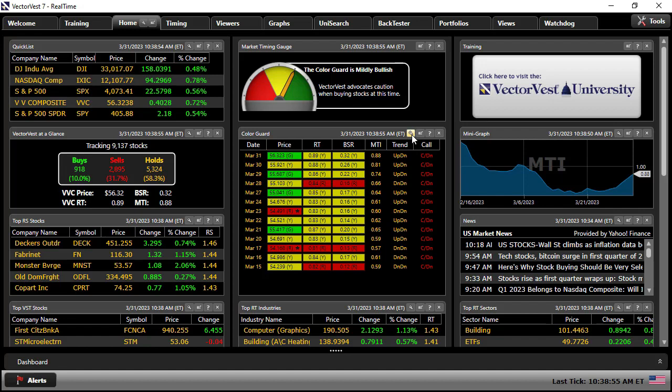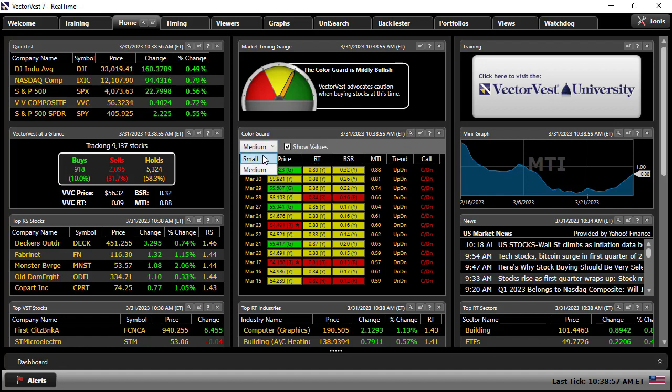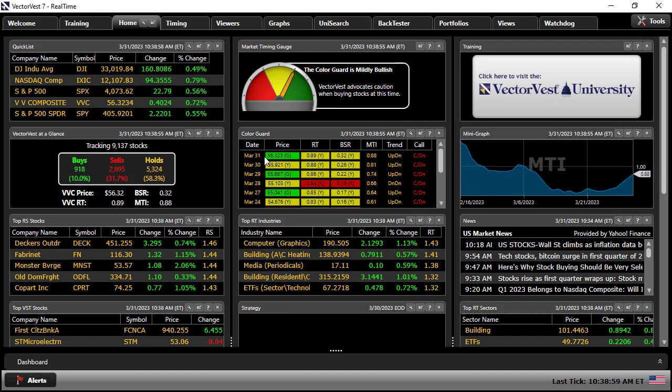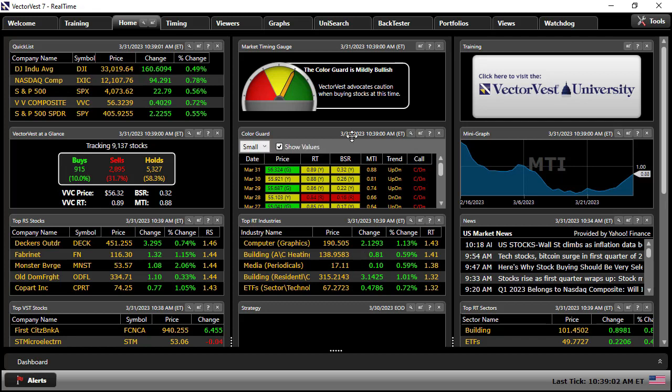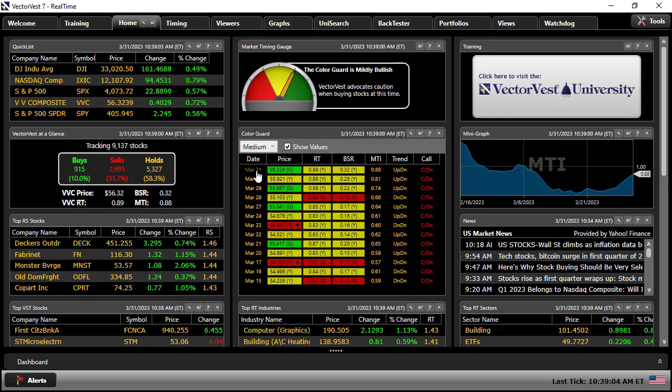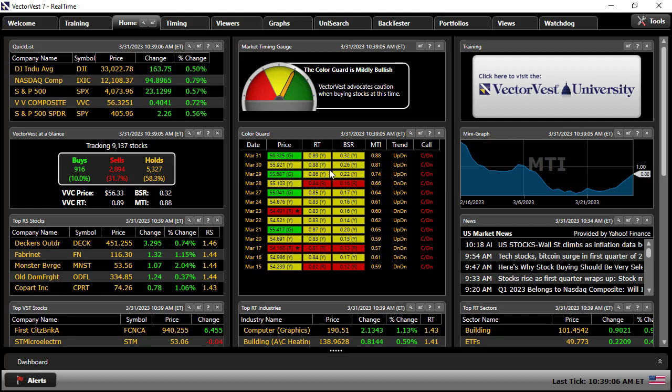I have it set to an extended view, right? Yours may default to the 6-day view. I like to keep mine at the extended view so I can get a real good sense of what's gone on in the market over the last 3 trading weeks. So it's here in the color guard where we house the important components of price, relative timing, and the buy-sell ratio as they relate to the VectorVest composite price. And we can use these numbers to be able to track short, intermediate, and longer-term trends in the market.